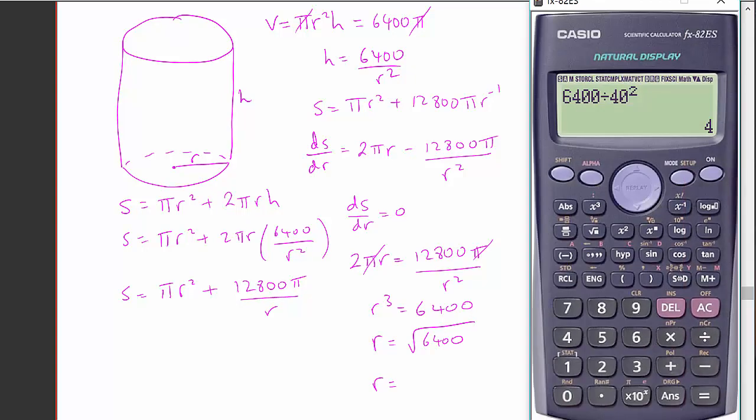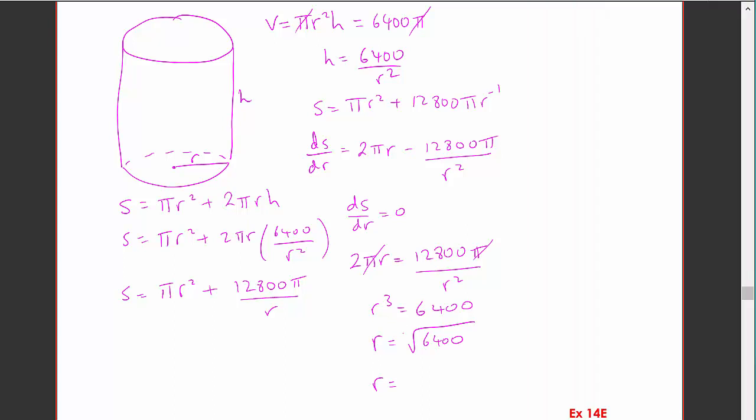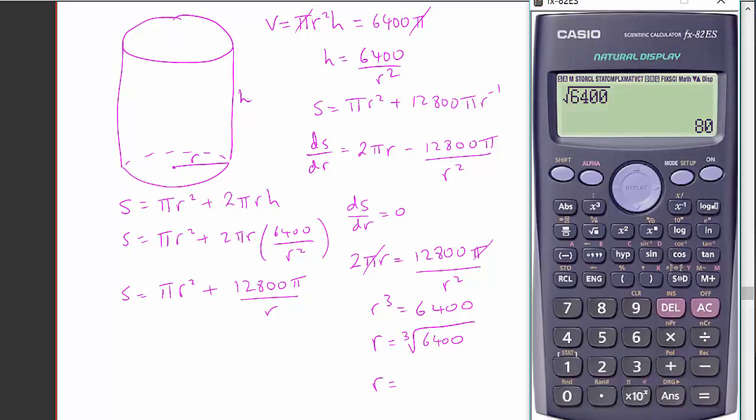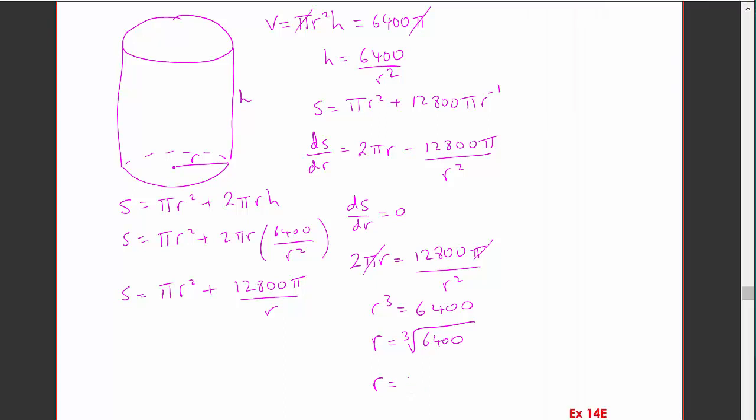So the cube root of 6400, of course. Right, so the cube root of 6,400 is 18.57, should we say? Although I'll use the whole calculator display in the next thing.